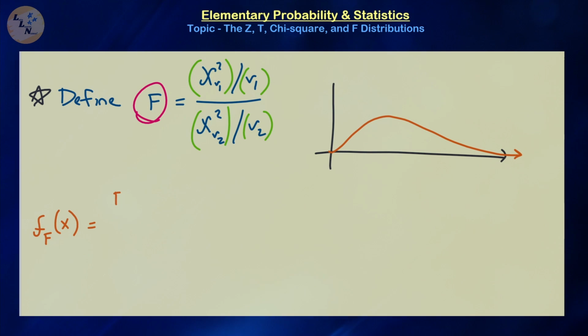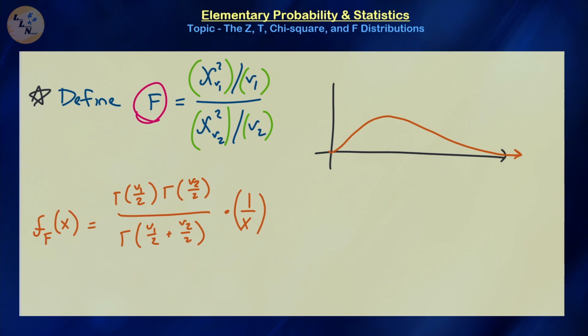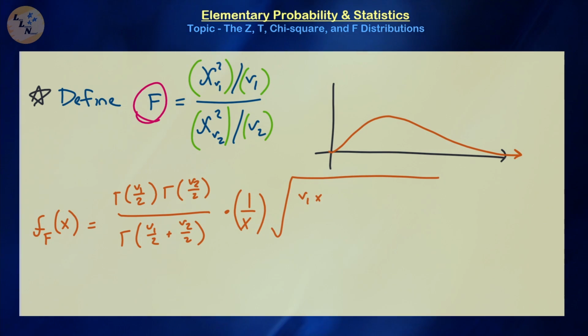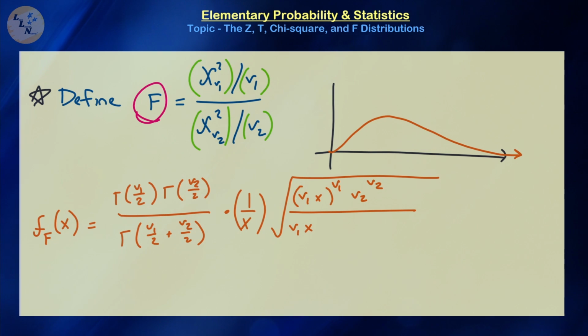So this is going to be equal to gamma of degrees of freedom 1 divided by 2, gamma of degrees of freedom 2 divided by 2, all divided by gamma of the sum of those fractions, v1 over 2 plus v2 over 2, times 1 over x, so clearly x cannot be equal to 0, times the square root of (v1x times v1 times v2 to the power of v2) all over (v1x plus v2) to the power of v1 plus v2.